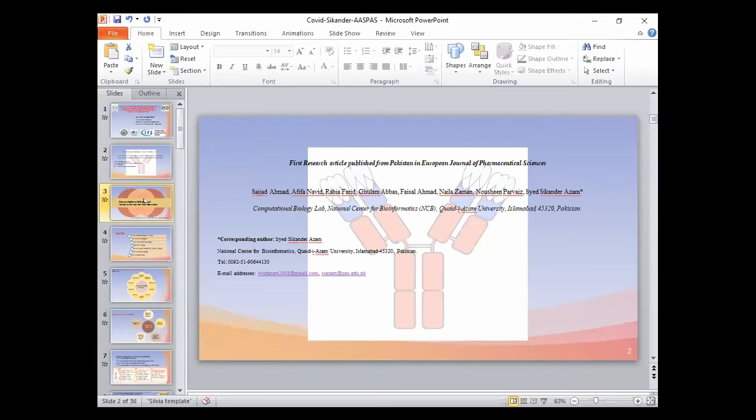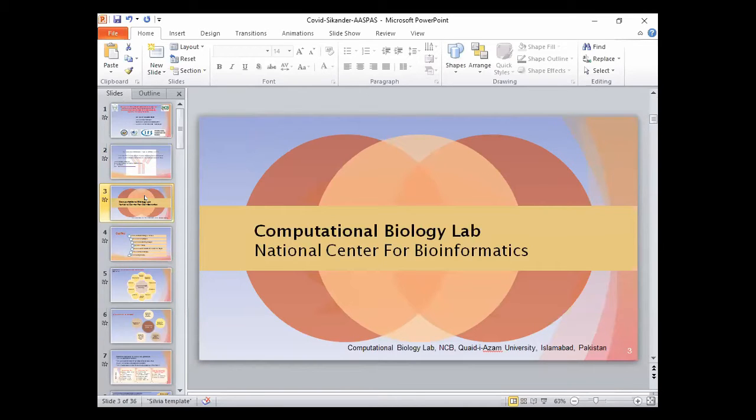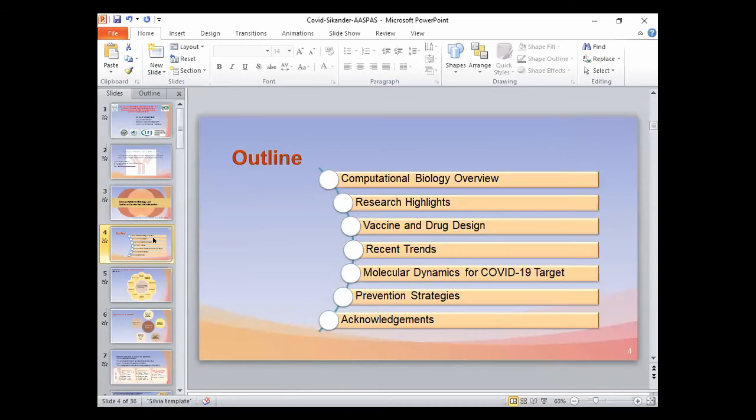Before going into that detail, I will discuss where I belong to, the computational biology lab of National Center for Bioinformatics. Computational biology is the field in which we extend our knowledge of science by using various computational techniques. As computer speed and capacity have paved a way and opened new horizons for different fields, the same is happening with multidisciplinary fields as well. The outline of my talk will be the computational biology overview and our research highlights, vaccine and drug design with the recent trends, and molecular dynamic simulations of those targets, along with the prevention strategies and acknowledgements.